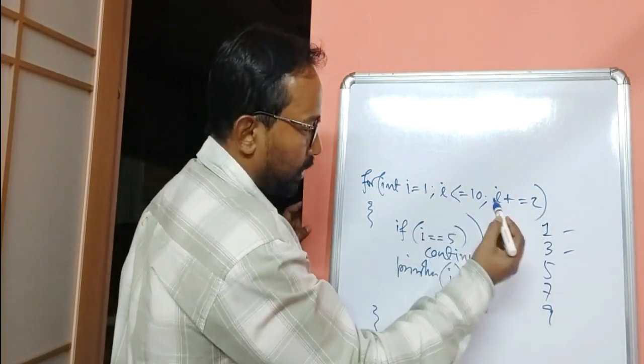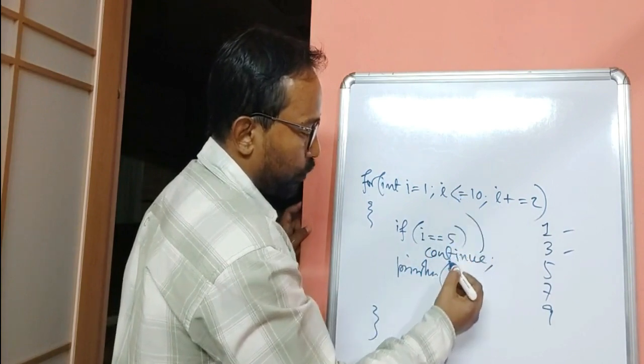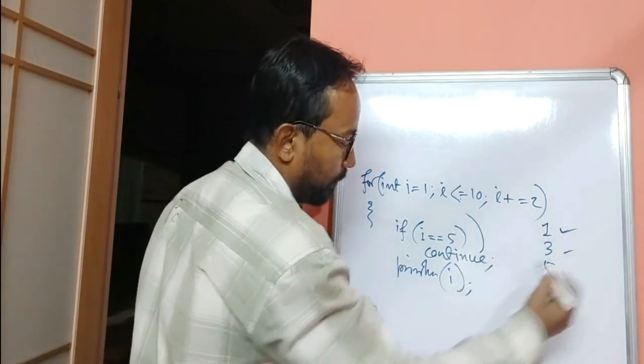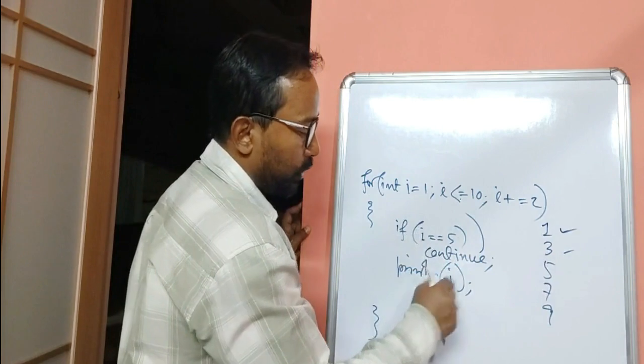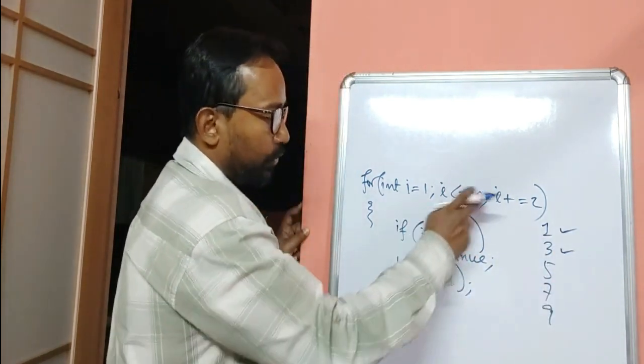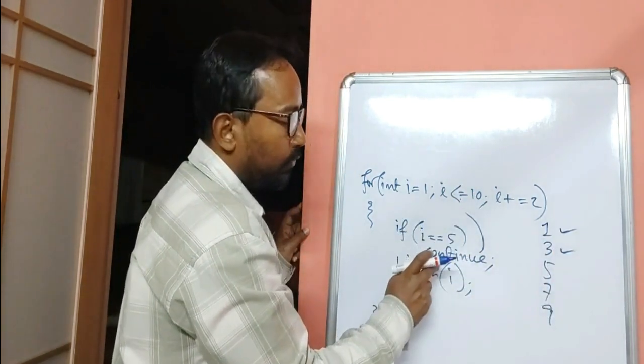First time I is 1, for 1 this condition is true, this is not true, continue will not execute, it will print 1. Then for 3 also this is not true, it will print 3. Then for 5, this condition is true, continue will execute.